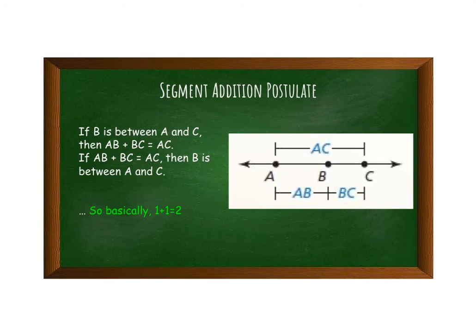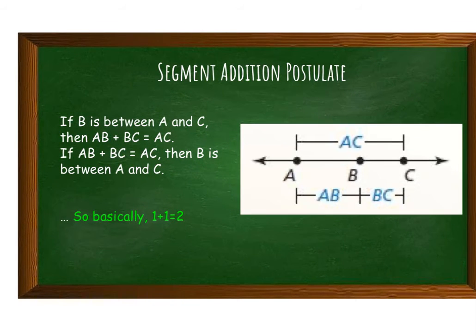Okay, the segment addition postulate. Sounds super intimidating. It is one of the easiest postulates you will ever learn. So if B is between A and C, then AB plus BC equals AC. If AB plus BC equals AC, then B is between A and C. So basically 1 plus 1 equals 2. That is all this postulate is saying.